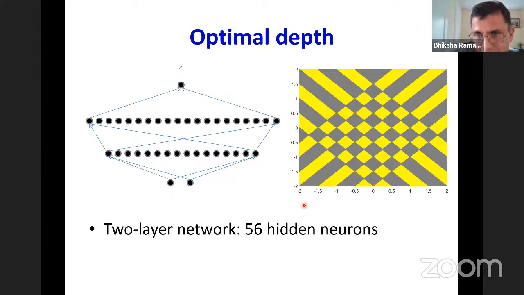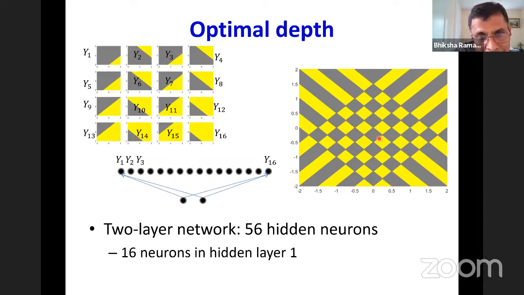Why is that? This entire checkerboard pattern, I want this decision boundary. I want the neuron to output a 1 if the input is in the yellow regions. It's a 2-dimensional input. I want the network to output a 0 if the input is in the gray regions. You'll observe that the entire pattern is composed of 16 lines. So I need 16 neurons in the first hidden layer, and each neuron will tell me which side of any line the input is on.